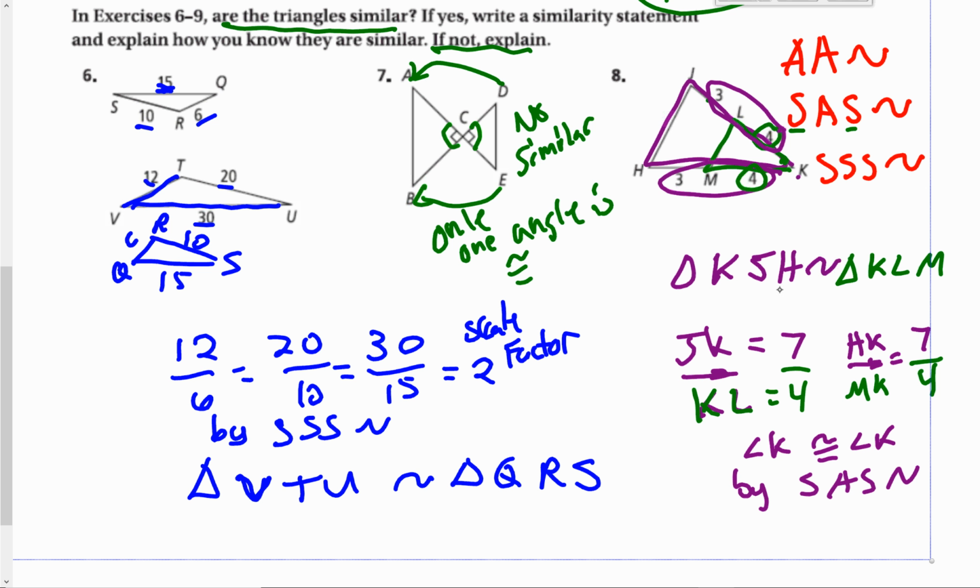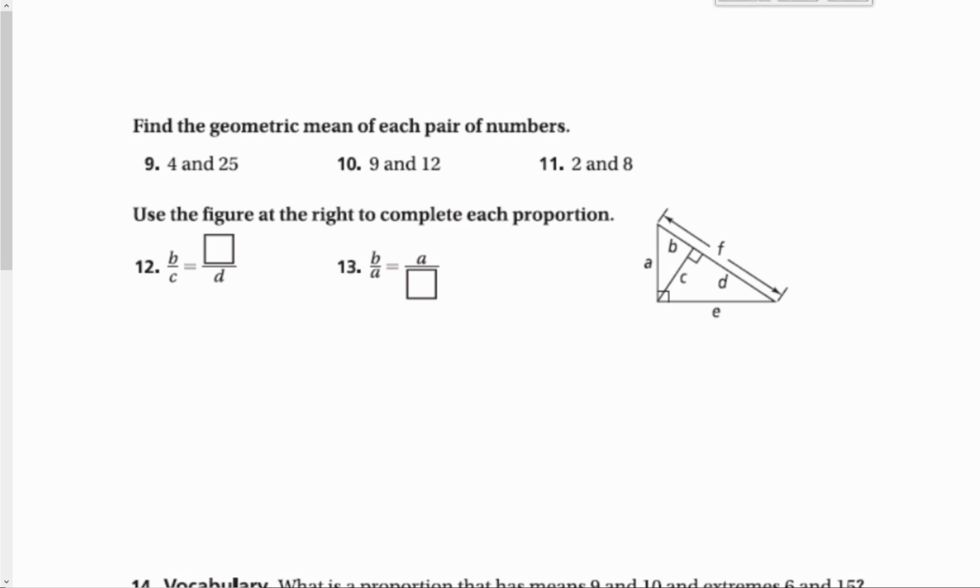Because I have 2 sides that are proportional. They have the same proportion. And they have an angle in between that's congruent. So that's how you prove that one. All right, so look at this, finding geometric mean of each pair.